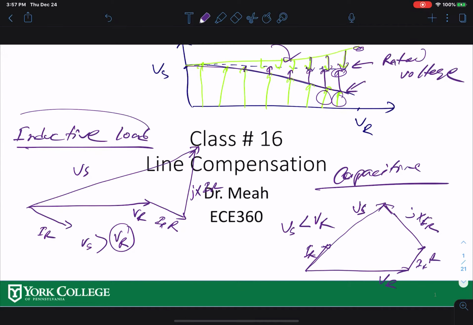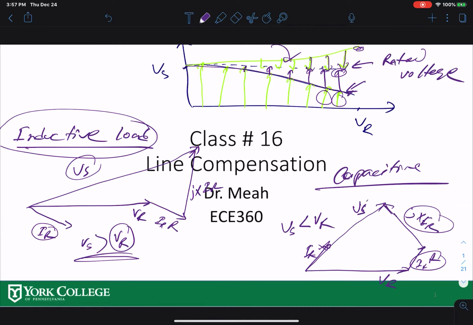So why is that? Inductive load over here has a lagging power factor, so the current is lagging. Then you add the line drop, and your Vs comes higher than your Vr, right? In a capacitive load, your current leads the voltage. Then if you add the line drop here, your Vs is smaller than your Vr, right? That's what is shown on the no load condition over here. In no load, your line becomes capacitive. In fully loaded, your line becomes inductive, right?